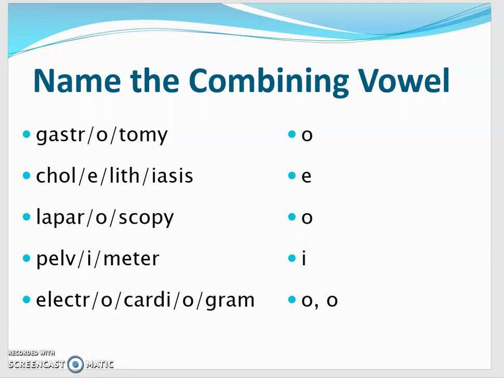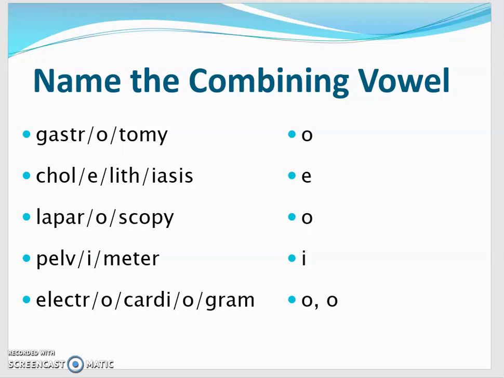Laparoscopy, the combining vowel here is O. Pelvimeter, the combining vowel is an I. And can a word have more than one combining vowel? Indeed it can. So the bottom one, we have electrocardiogram, and it has two combining vowels, O and O.